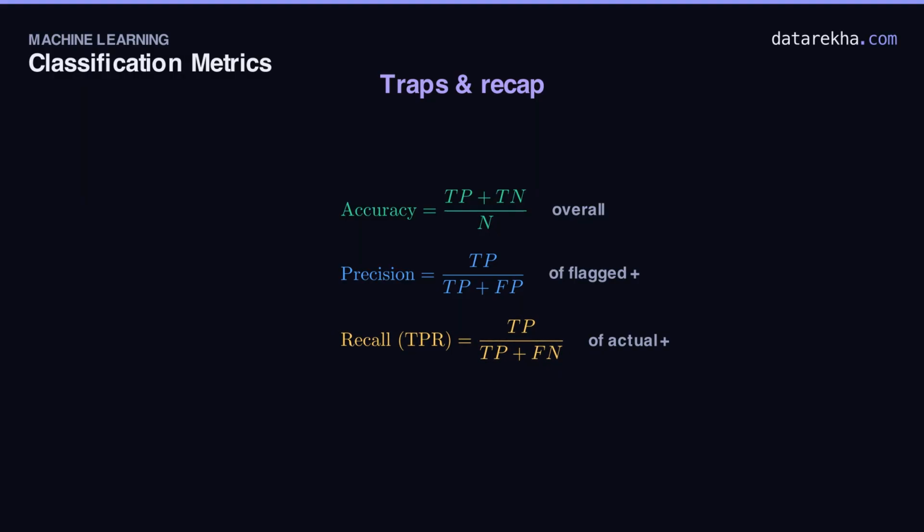The cost of misses. F1 is the harmonic mean of the two, a balanced score that punishes any imbalance between them. And the ROC curve plots true against false positive rate as the threshold sweeps, with AUC summing it up in one number. Fix your positive class, read the 4 counts, apply the formulas, and these metrics will never confuse you again.